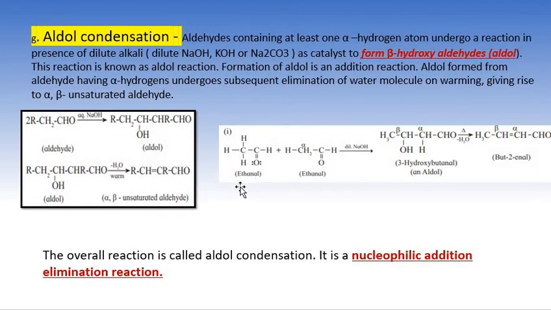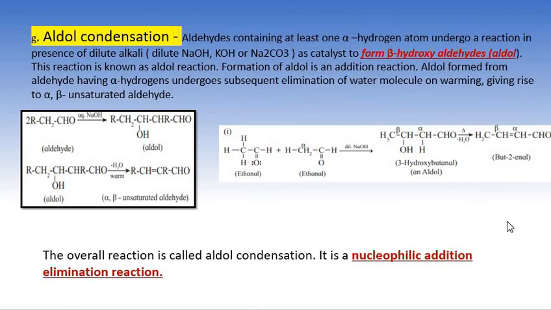Let's take the example. If we are taking two ethanal molecules, this is the alpha hydrogen of ethanal. This alpha hydrogen will go to the oxygen of the carbonyl group and the rest of the whole molecule will be bonded to the carbon atom in this way. And what will happen next? There would be elimination of one water molecule. So this alpha hydrogen will take up this hydroxyl group to eliminate a water molecule, and one bond develops between these two carbon atoms to form an alpha beta unsaturated aldehyde, or but-2-enal.